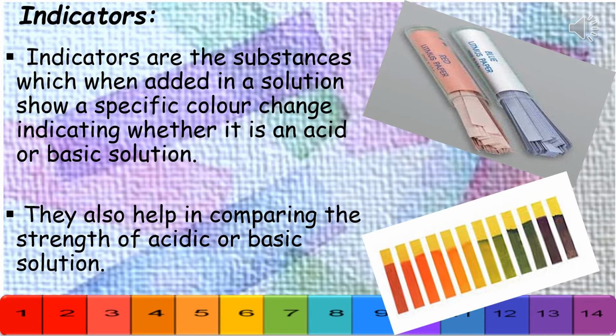A substance which contains an acid is said to be acidic, whereas the substance which contains a base is said to be basic. This we know. So we can also say that an indicator tells us whether the substance we are testing is acidic or basic by change in its color. Okay, it is also used in comparing the strength of acidic and basic solution.